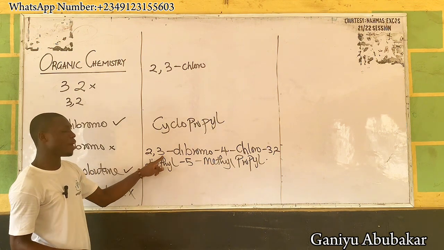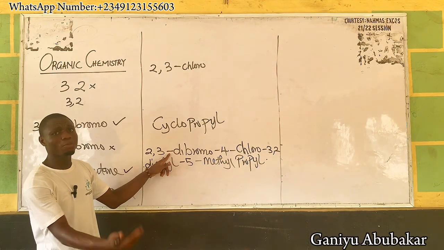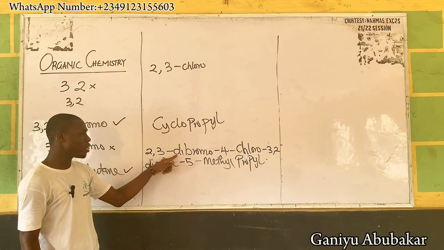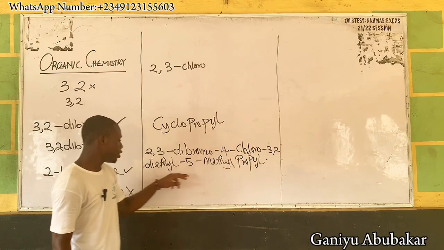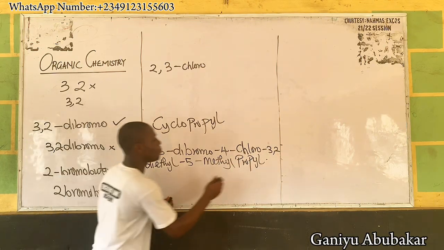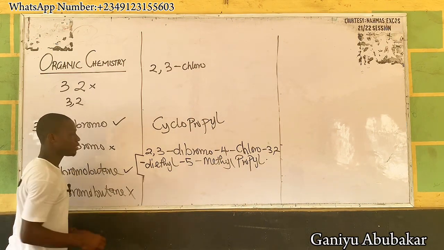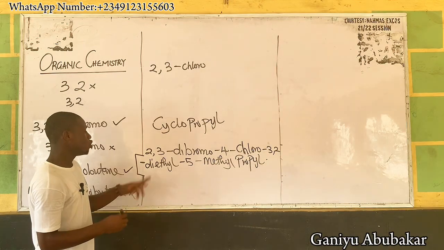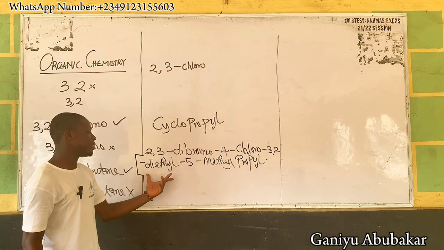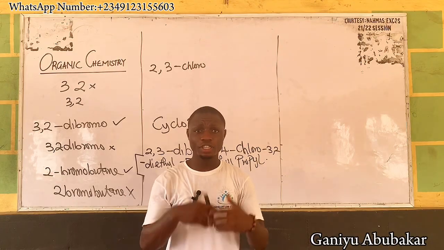I separated number from number using a comma, number from alphabet using a hyphen. Also observe that the letter after a number is a small letter. Smaller, right? Observe: separate number from alphabet with a hyphen. Then a hyphen should be here, and a hyphen should be here. So this becomes 2,3-dibromo, 4-chloro, 3,2-diethyl, 5-methyl propyl. This is how to write names of organic compounds.